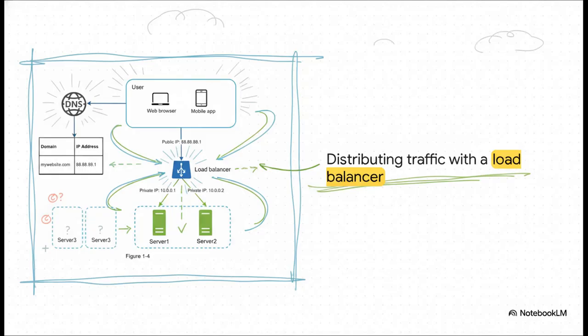Enter the real game changer, the load balancer. Instead of connecting directly to the web servers, users now connect to the public IP of the load balancer. Think of it like a really smart traffic cop, evenly distributing incoming requests among multiple web servers using secure private IP addresses. Instantly, boom, our single point of failure is gone. If server 1 goes down, the load balancer just seamlessly routes all the traffic over to server 2. And if traffic spikes, we just throw more servers into the pool.